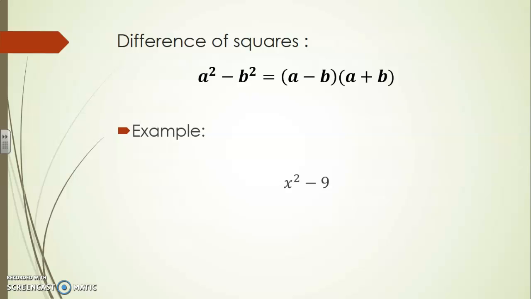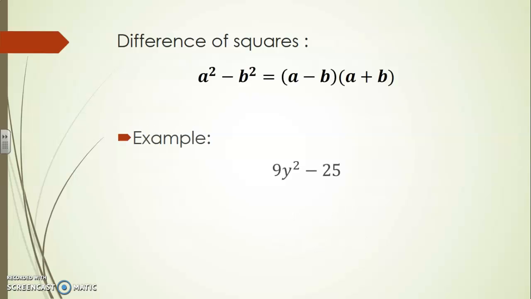x squared minus 9 is clearly a difference of two squared terms. In fact, we could write x squared minus 9 as x squared minus 3 squared. You can associate x to the a that appears in the general formula and 3 to the b that appears in the general formula. And therefore we can write x squared minus 3 squared as x minus 3 times x plus 3.